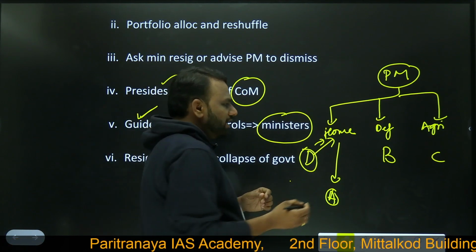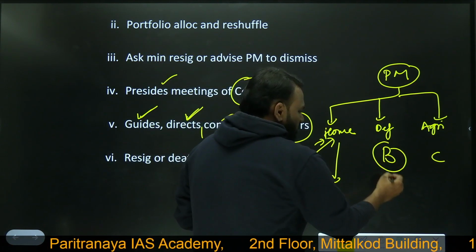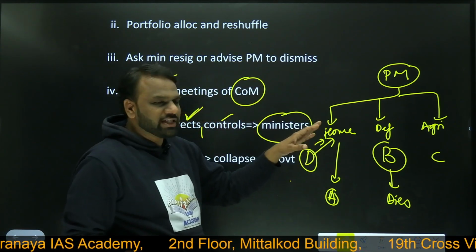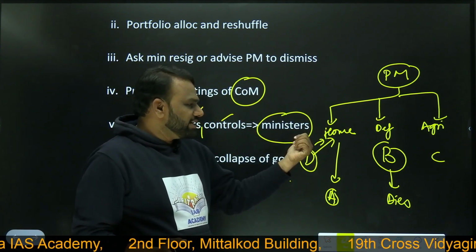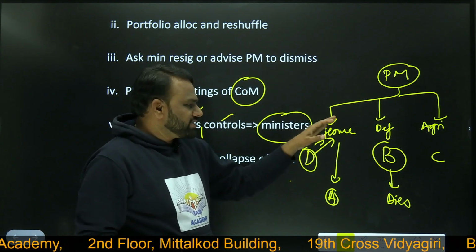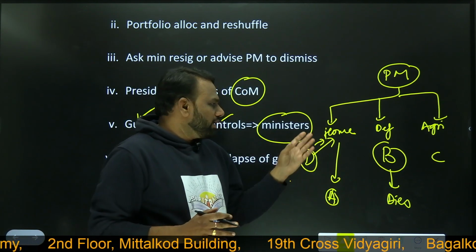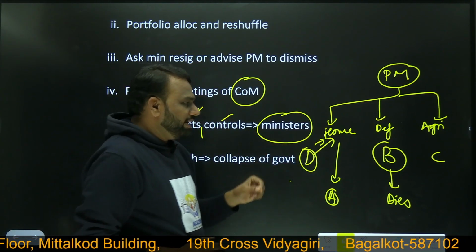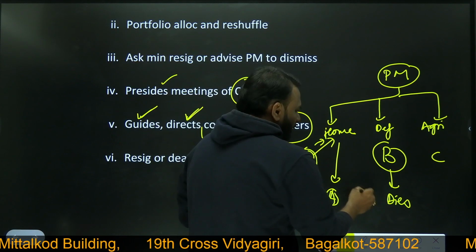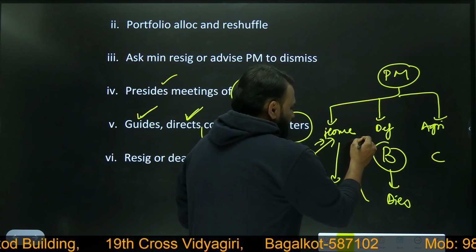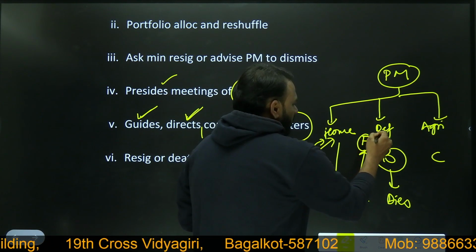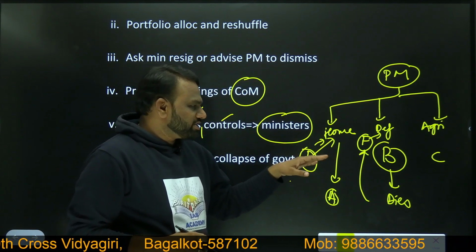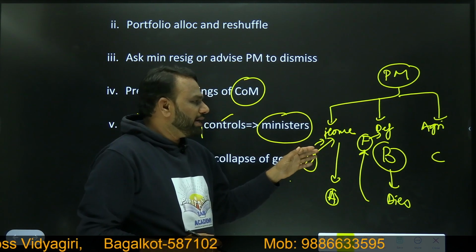Now one more example. Suppose defense minister B dies. What happens? Will it make any difference to the agriculture minister? No. Will it make any difference to the home minister? No. So D and C continue to remain home minister and agriculture minister respectively. But if B dies, one more person, let us assume F, will take charge of the defense ministry. So when an ordinary minister dies, it will not make a difference to others.